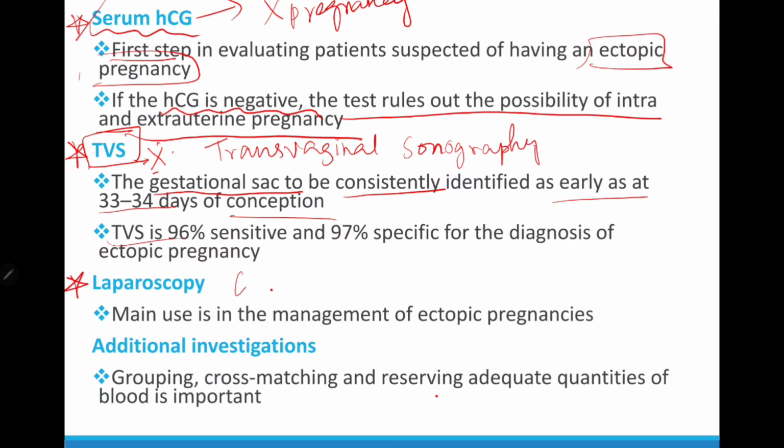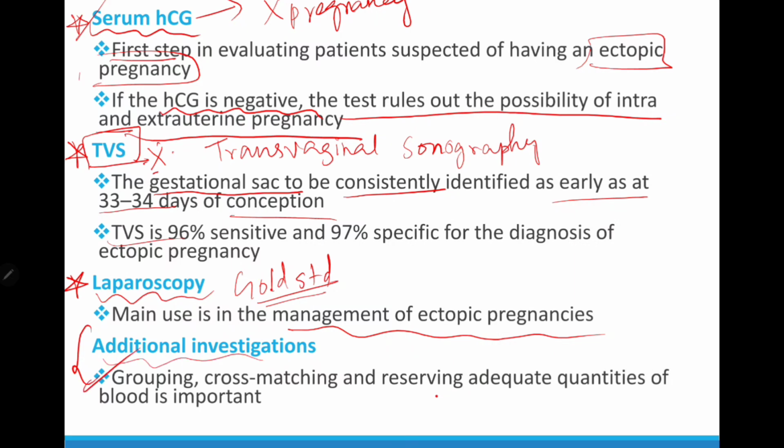Now, the gold standard. In MCQs, if they ask the gold standard for ectopic pregnancy diagnosis, it is laparoscopy, because in laparoscopy you can exactly know the site and everything. It is also the main use in the management of ectopic pregnancy. You can do additional investigations like blood grouping and cross-matching, and reserving adequate quantities of blood is also important.